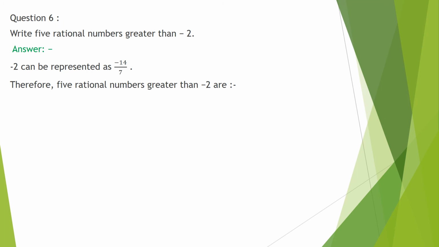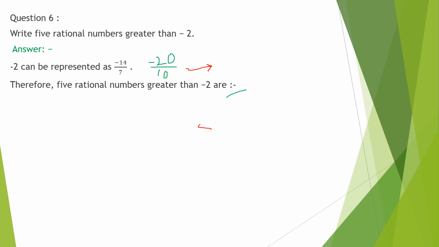You can write this to be minus 20 upon 10, and then you can write the greater number than this. Now the point is, which side is the greater number are you having? On the left hand side or on the right hand side? Any idea? The greater number on the number line are at right side. So you can write minus 19 upon 10, minus 18 upon 10, minus 17 upon 10, and so on.